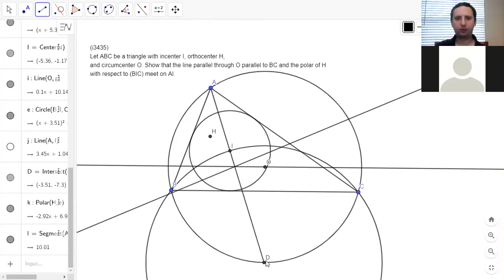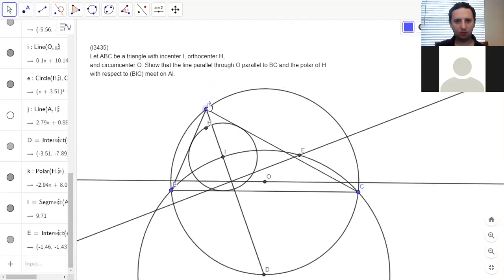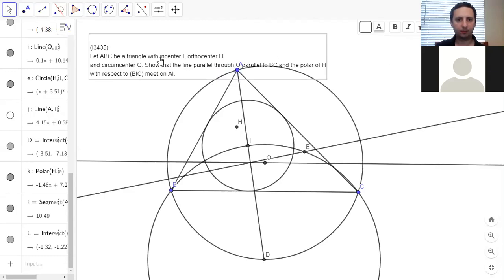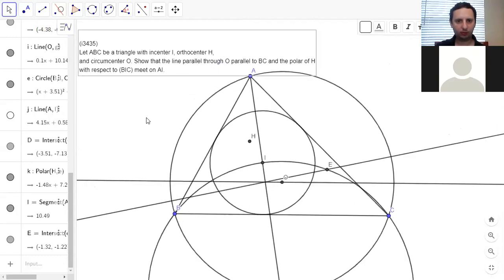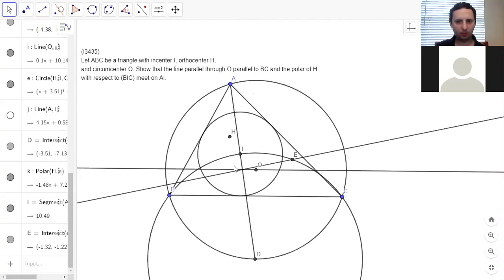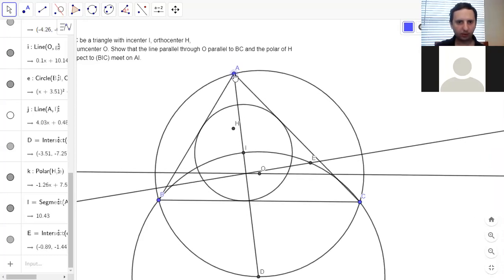Okay, so we want to show that these 3 concur. I guess I could draw the tangents from H to that circle. Let's see, maybe that's better. So I'll shrink the diagram just a little bit. There we go.